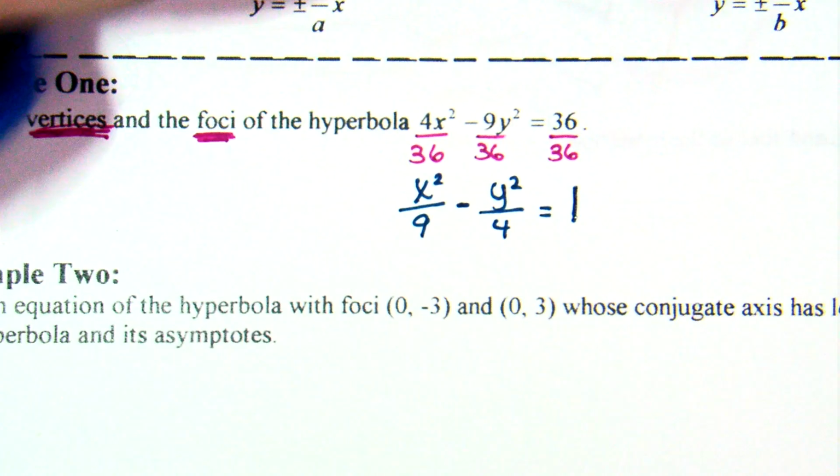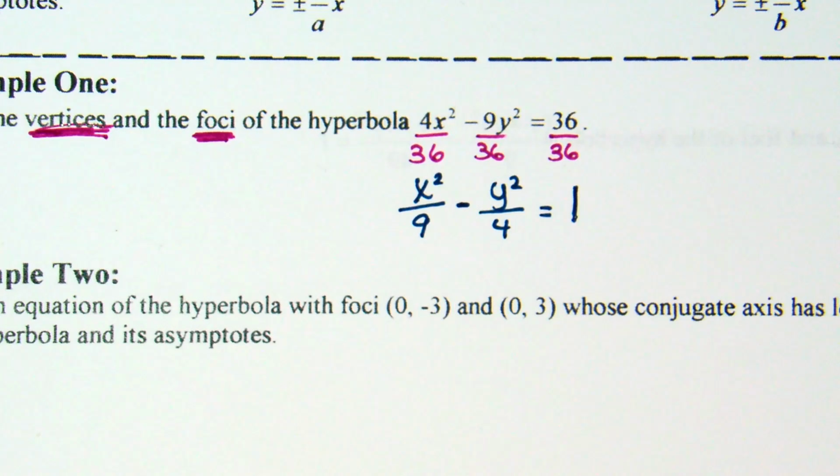Now, I'm going to rewrite it one more time and put it in the form x squared over a squared minus y squared over b squared. Although I'm not sure you guys need that as much these days.